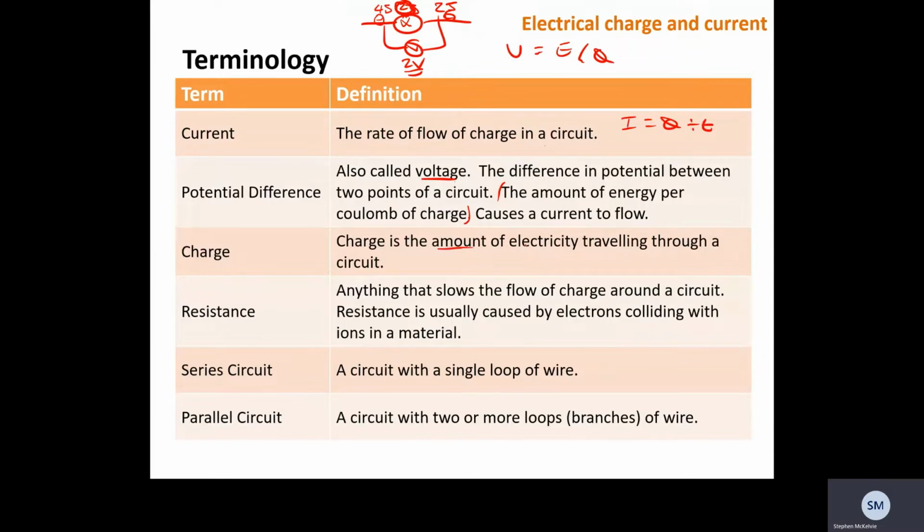Charge is the amount of electricity traveling through a circuit. It's the amount of electrons. One electron by itself is useless. A packet of electrons is much more useful.